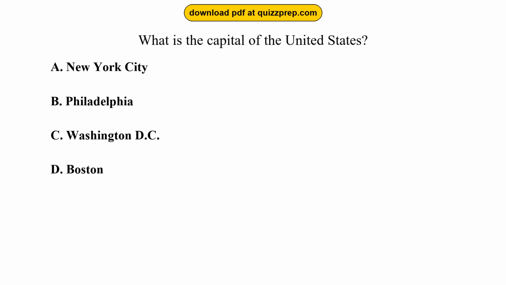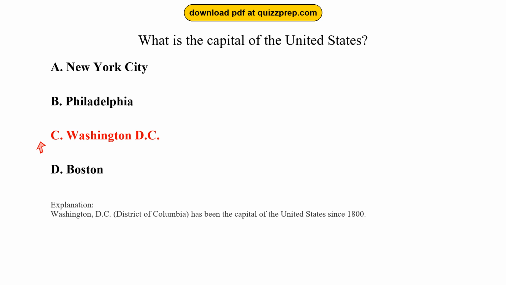Question 13. What is the capital of the United States? Option A, New York City. Option B, Philadelphia. Option C, Washington, D.C. Option D, Boston. The correct answer is option C, Washington, D.C.